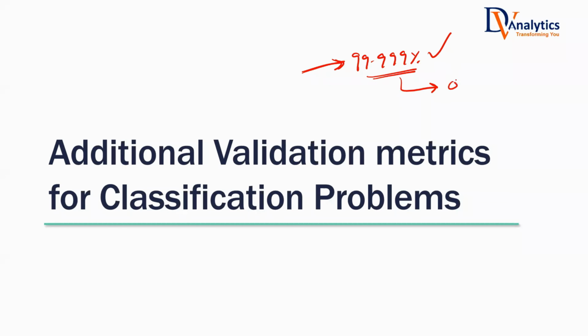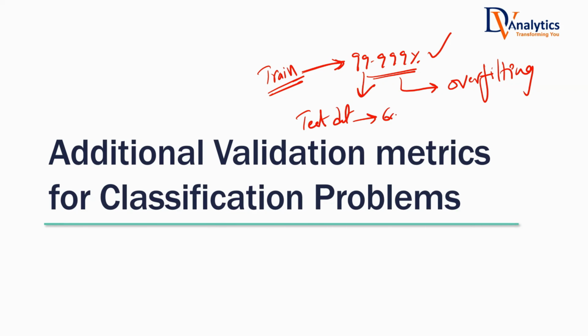Overfitting, isn't it? You remember that? What is overfitting? Try to recollect it. Accuracy on the train data is very high, and on the test data, the accuracy is significantly lower, then we will not approve this model, isn't it?